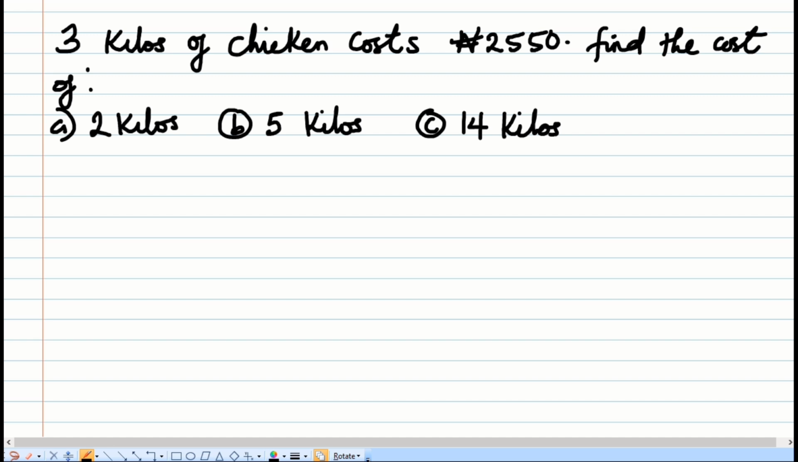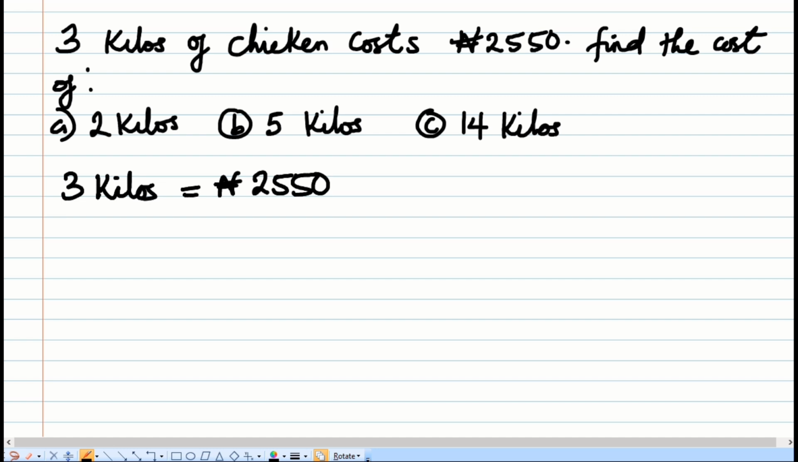So he said 3 kilos of chicken cost 2,550 naira. So you might want to write down what was given. So 3 kilos will cost 2,550. We're asked to find the cost of 2 kilos.